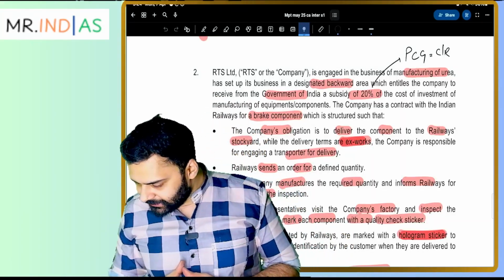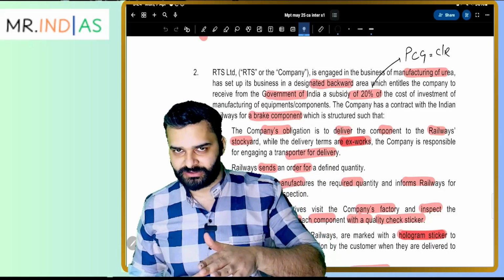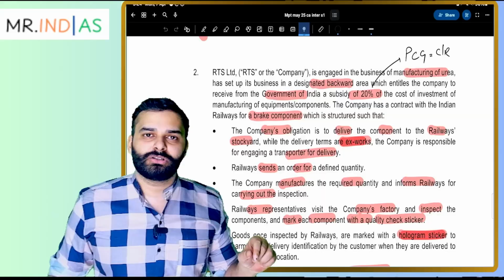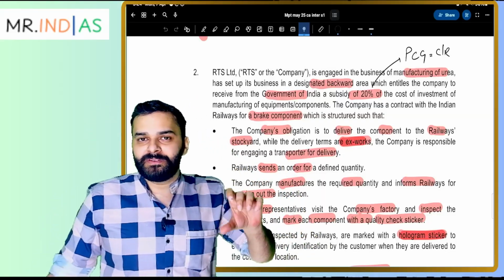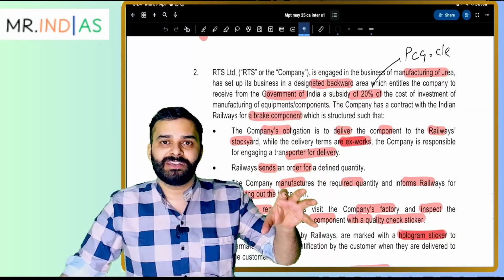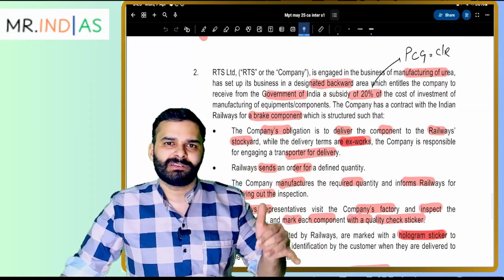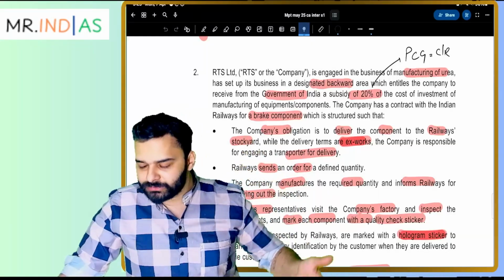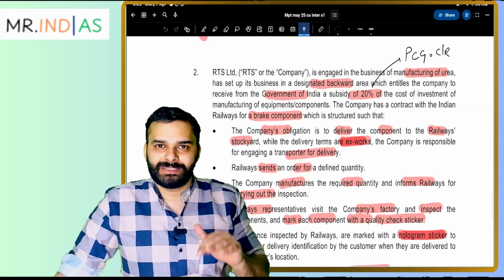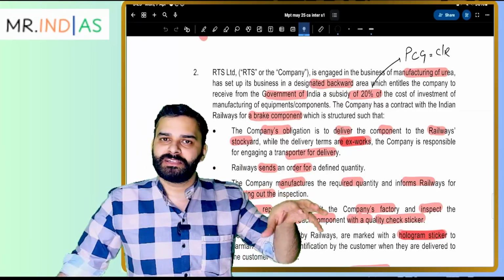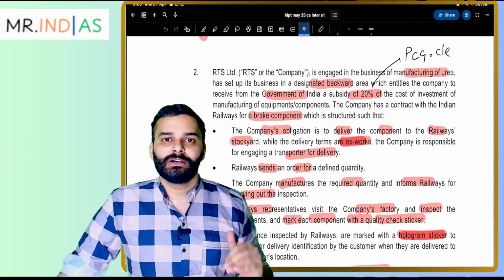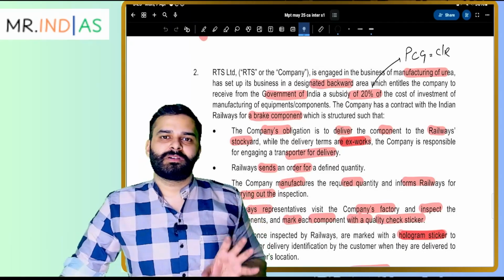So here the railway sends an order for the defined quantity, the company manufactures it, and the railway official comes, inspects, and puts a hologram sticker on the goods inspected. Once the railway official puts a hologram sticker on those goods, the railway is obliged to take delivery because they have accepted the quality. They have already given the defined quantity, and once the hologram is put on them, they have inspected and agreed to the company's quality standard. So the company's obligation stops when the railway official puts a hologram sticker and accepts the quality of the product manufactured.